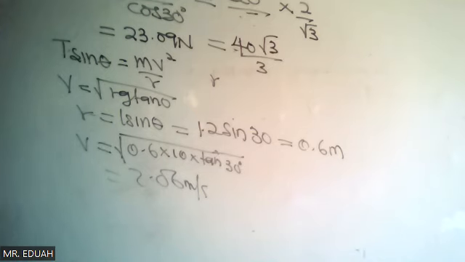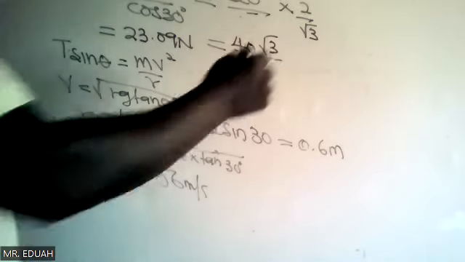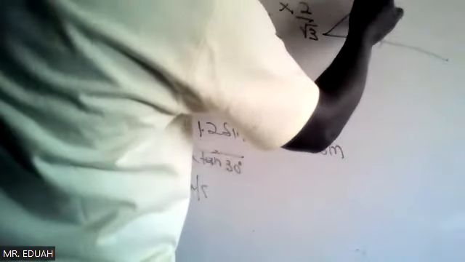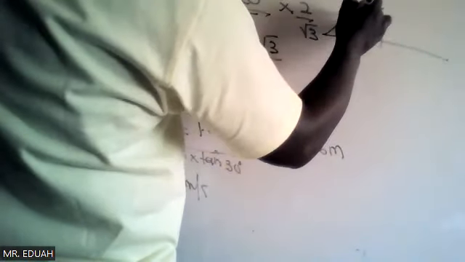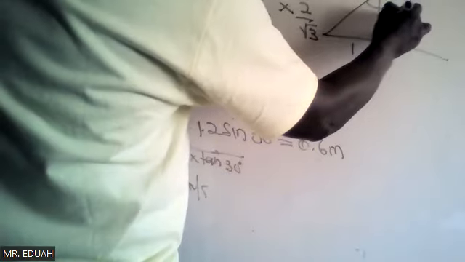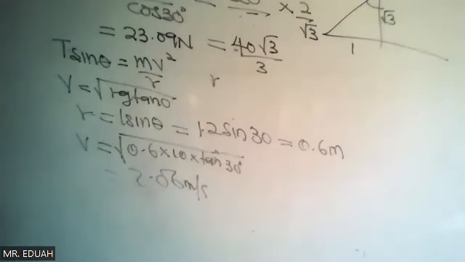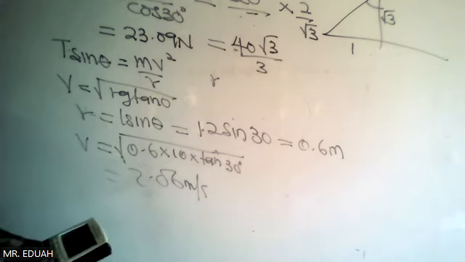Tan 30 is root 3 on 3. Yeah. This is 30, and this was 1. Oh, this is root 3 on 3. Sorry, it's 1 on root 3. Okay.